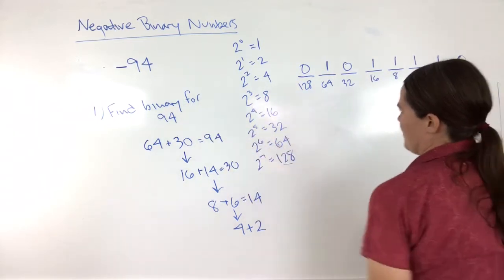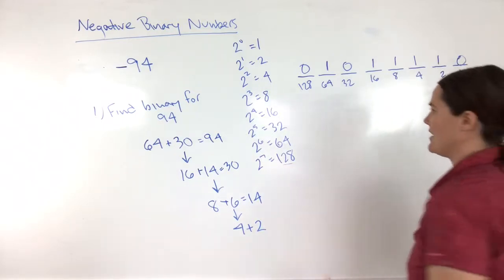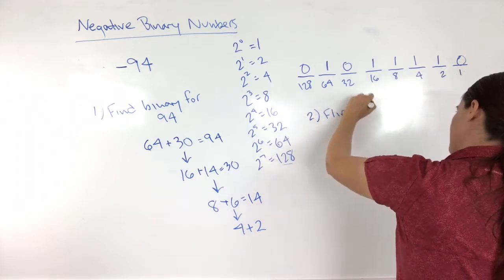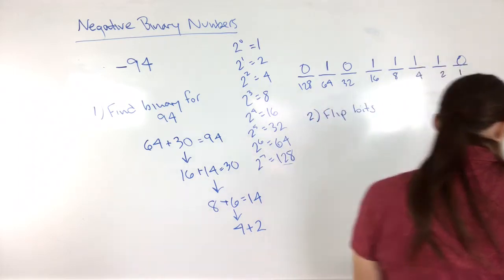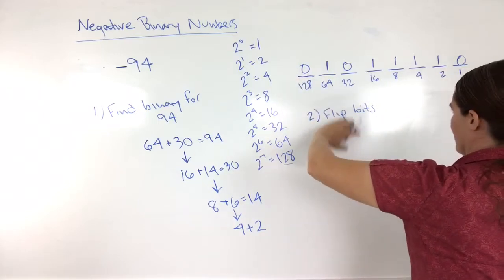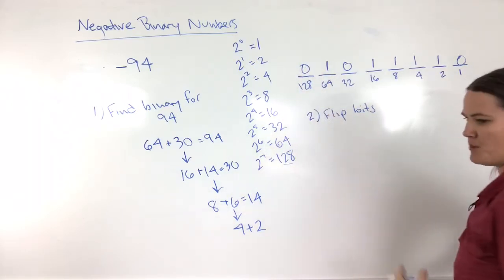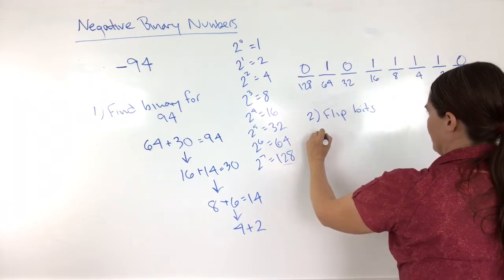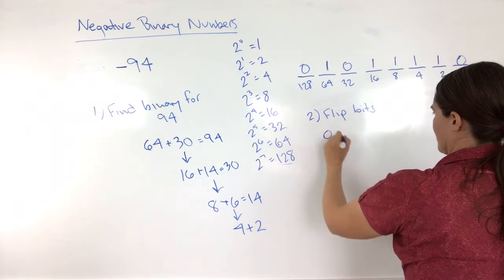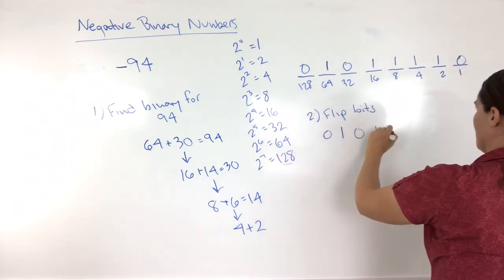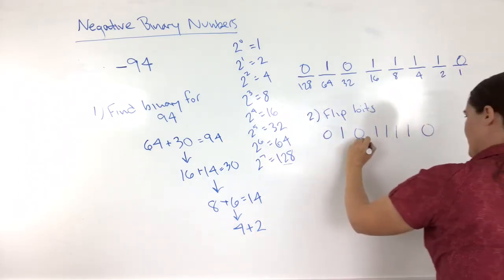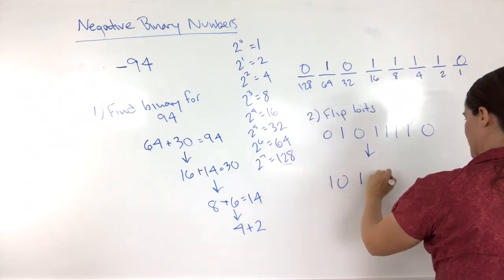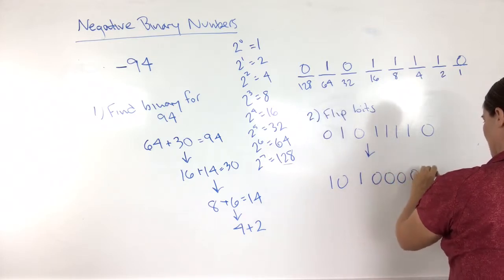But we're not looking for 94, we're looking for negative 94. So the next thing you want to do is flip the bits. And so what you want to do for that is just anywhere that you have a 0, you put a 1, and anywhere that you have a 1, you put a 0. So I'll write down the original number first. So 0, 1, 0, 1, 1, 1, 1, 0. And this becomes 1, 0, 1, 0, 0, 0, 0, 1.